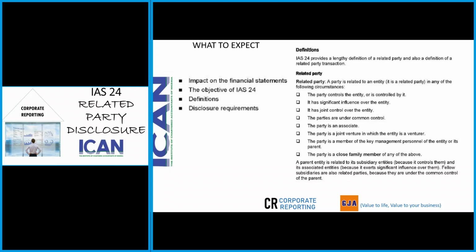When the party is a member of the key management personnel of the entity or its parent, that's in the form of a directorship. When we have a director manning two or more organizations, there could be influence from that person and the companies will need to be scrutinized for related party transaction because of that relationship.